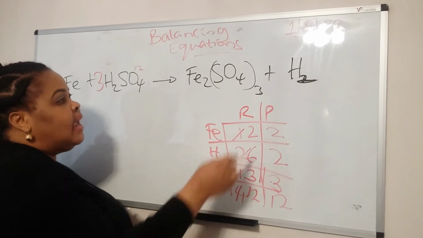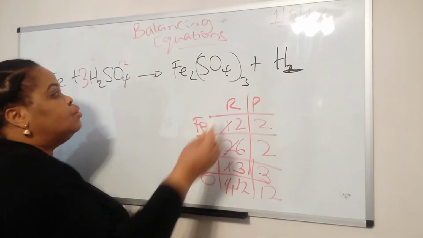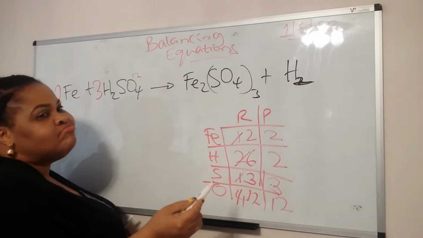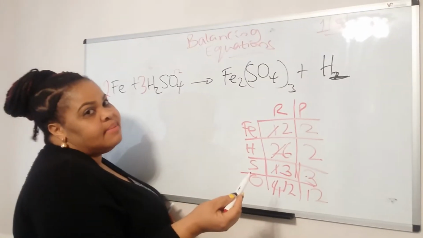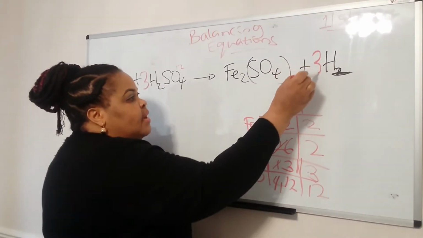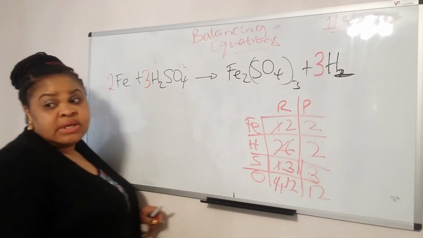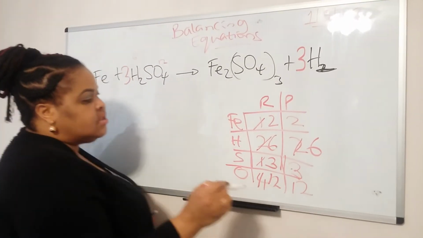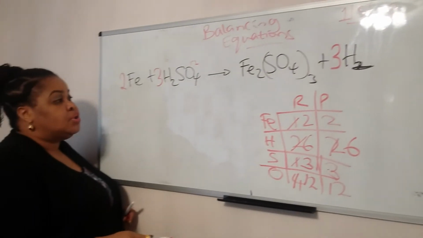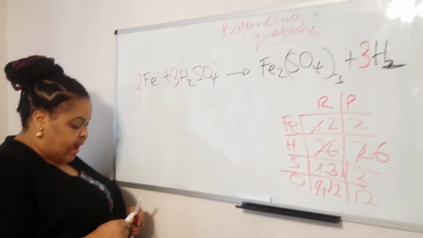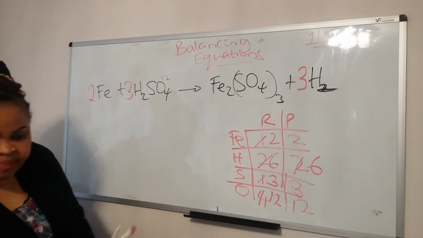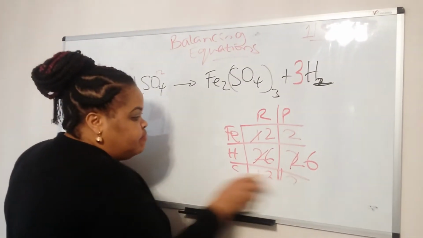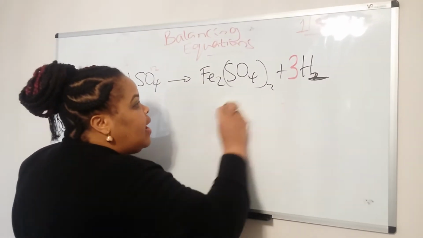So all I have to do is find a way to change that to 6. And it's very easy. 2 times 3 is 6. So I'll pop a 3 there. My equation is balanced. So I'll have 6 hydrogen on both sides of the equation. So that is a very simple way of balancing equations. I hope that's all right. I'm just going to do another one.